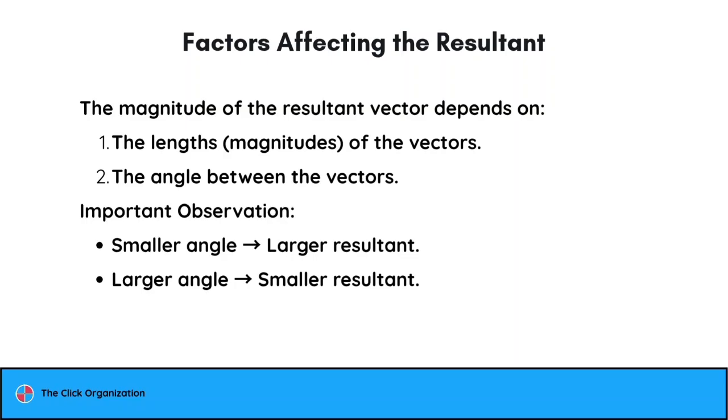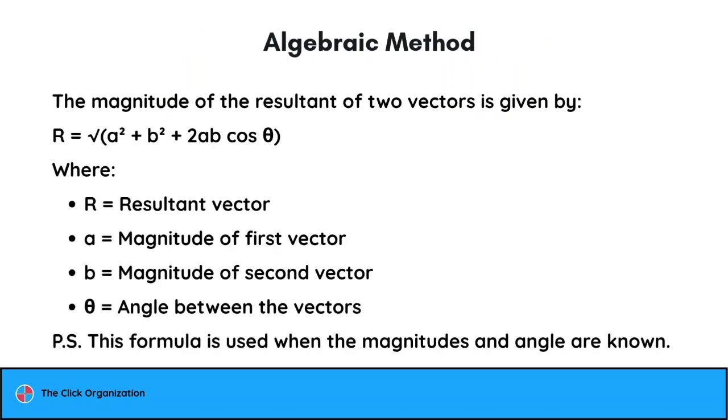Factors affecting the resultant. The magnitude of the resultant vector depends on 2 main factors. The first factor is the length of the vectors. Larger vectors usually produce a larger resultant. The second factor is the angle between the vectors. When the angle between 2 vectors becomes smaller, the resultant becomes larger because the vectors act more in the same direction. However, when the angle becomes larger, the resultant decreases. For example, the maximum resultant occurs when the vectors are in the same direction with an angle of 0 degrees.